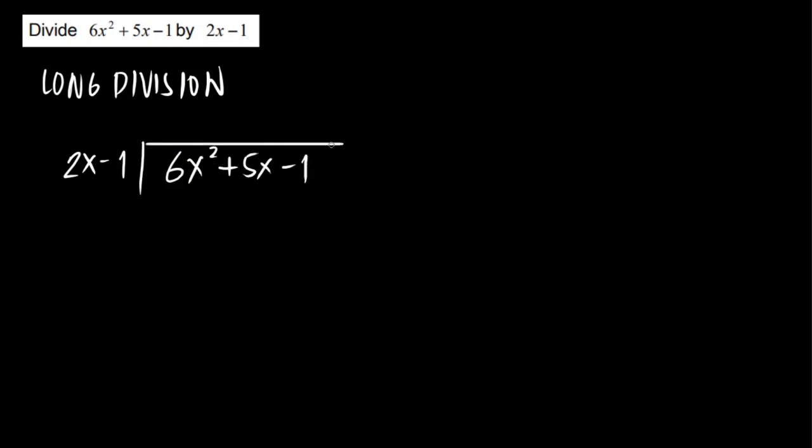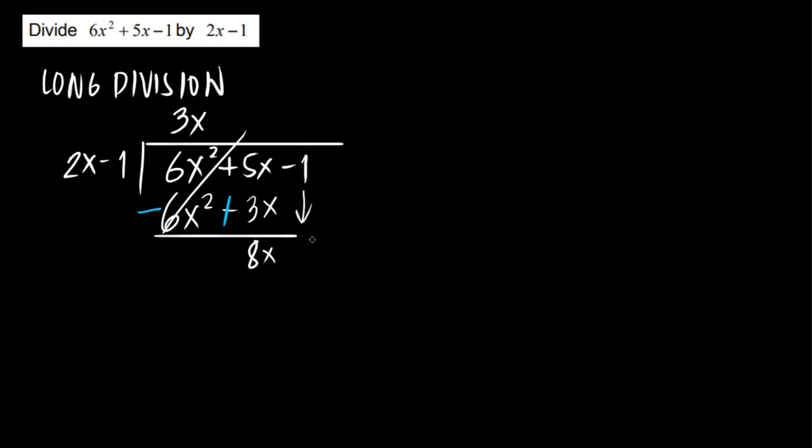Right away, 6x squared divided by 2x, that's 3x. Multiply back, 6x squared. Multiply by negative 1, negative 3x. We are going to change signs, negative becomes positive. So, it cancels out because it's 6 minus 6, x squared. And you have 8x, because it's 5x plus 3x. So, both positives. And then, bring this down.